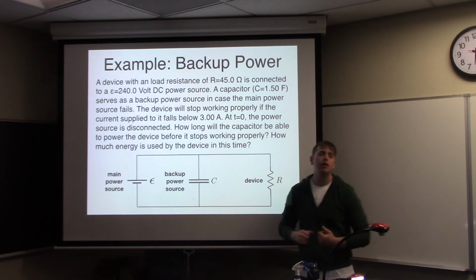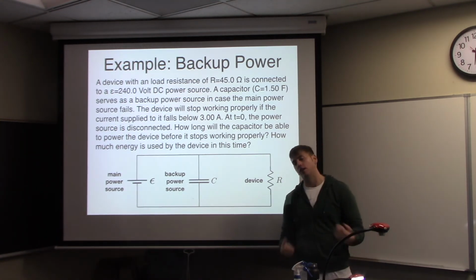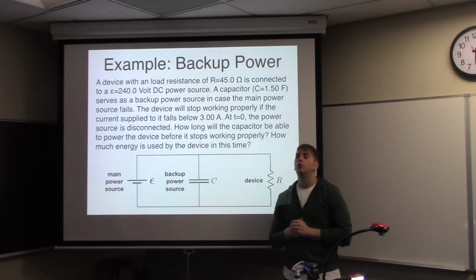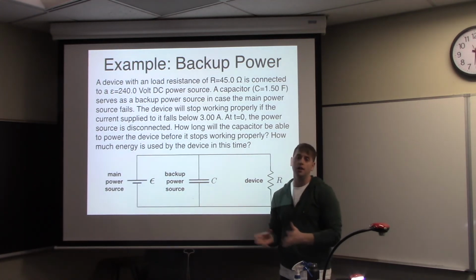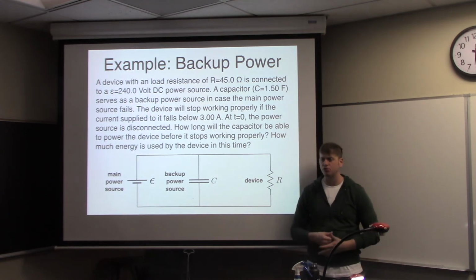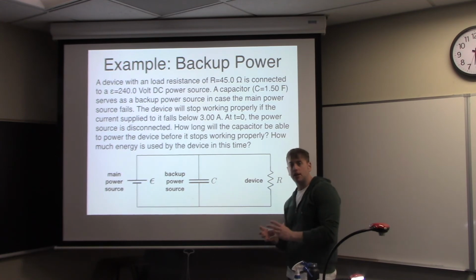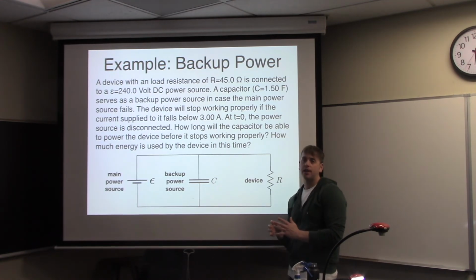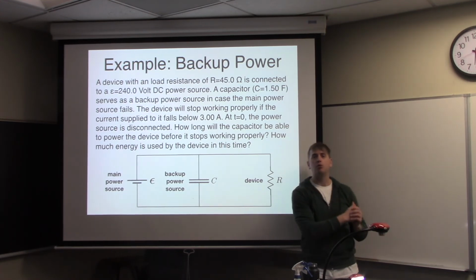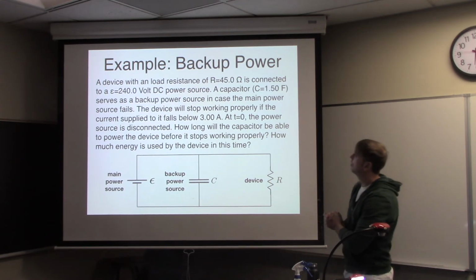So in other words, let's say you're connecting some kind of device, like a computer or something like that, to a wall outlet, and the power goes out, just out of nowhere. All right? You can use a capacitor as a backup source because that can deliver charge or deliver current to your device even when your main power source has gone out. And that's pretty much what's happening in this example, right?